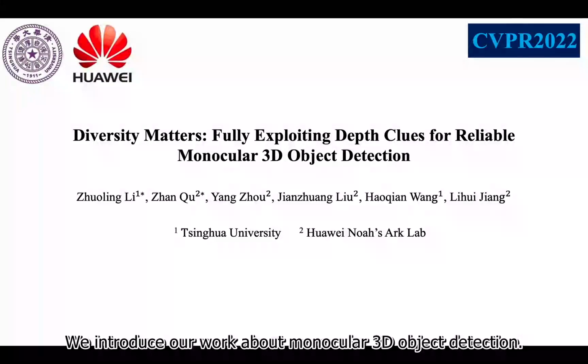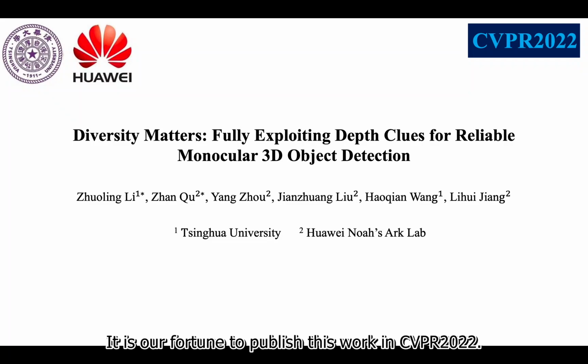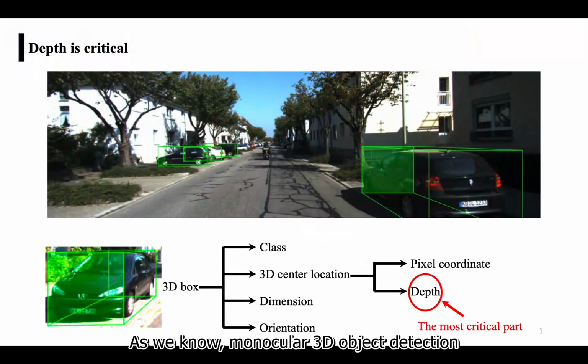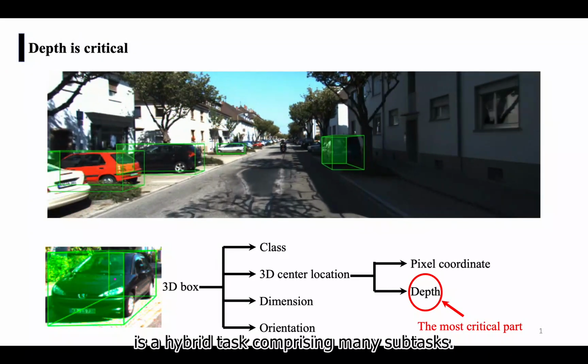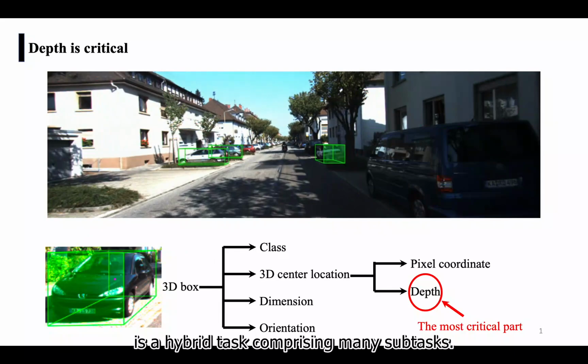We introduce our work about monocular 3D object detection. It's our fortune to publish this work in CVPR 2022. Now let's begin. As we know, monocular 3D object detection is a hybrid task comprising many subtasks.